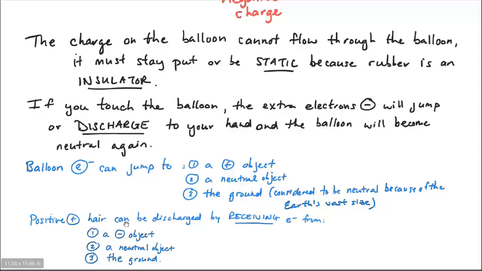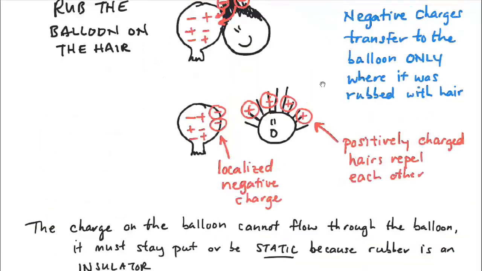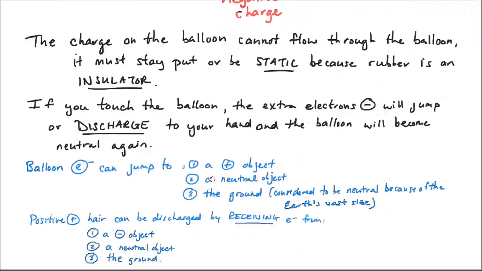Your positive hair then can also be discharged because what you want to do for the hair is give it back electrons so that it can go back to being neutral and it will come down. And you can do that with a negative object. If you had extra electrons sitting on another object, you could give them back to your hair. You could do that with a neutral object. Or again, you could do it with the ground. So those are ways to discharge.